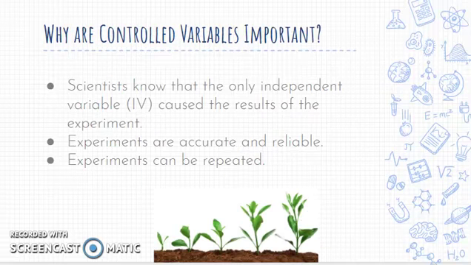So why are controlled variables important? We need to know that it is the independent variable that caused the results, but also having those other variables controlled helps others know that our experiment is accurate and reliable, because they know that it's the independent variable that is potentially causing change. And it also allows for our experiment to be repeated. We want to make sure that if somebody else did our experiment, they would be able to potentially get the same results because they've controlled all the same things that we've controlled.